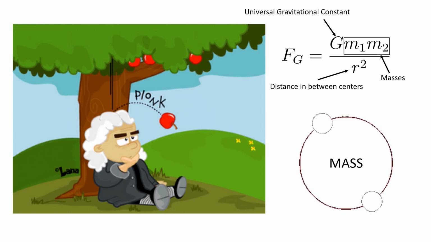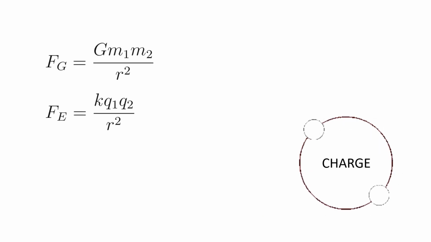The electric force is very similar to the gravitational force in regards to the forces between two objects. However, for the electric force, we need to discuss the two objects not in terms of mass, but in terms of charges. Thus, we can compare the two formulas, and we can derive a formula for the electric force to be kq1q2 over r squared. And instead of the masses, we have q1 and q2.